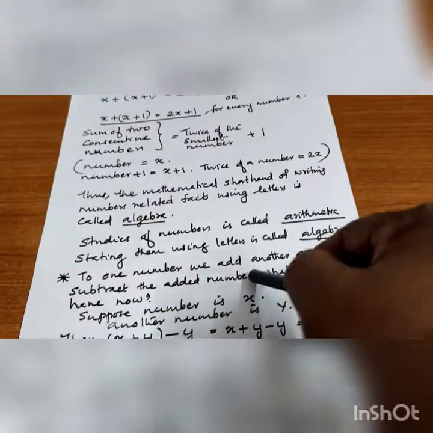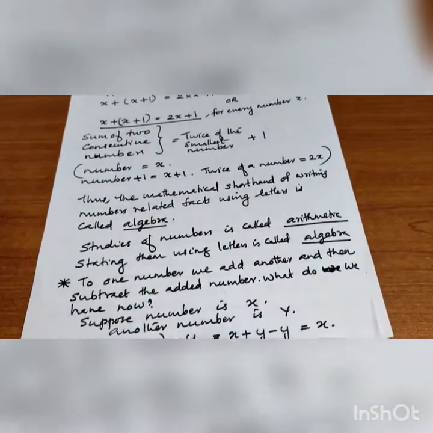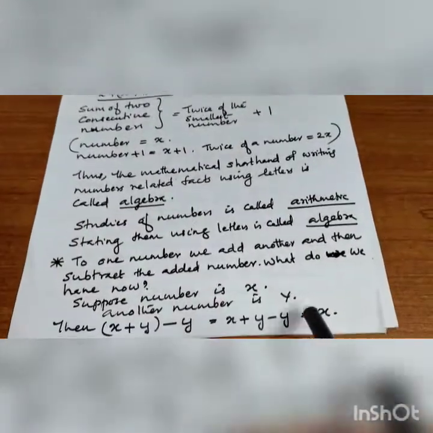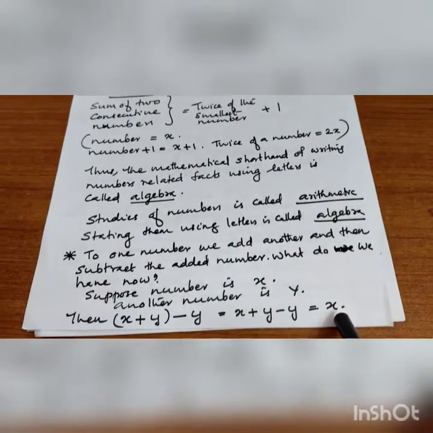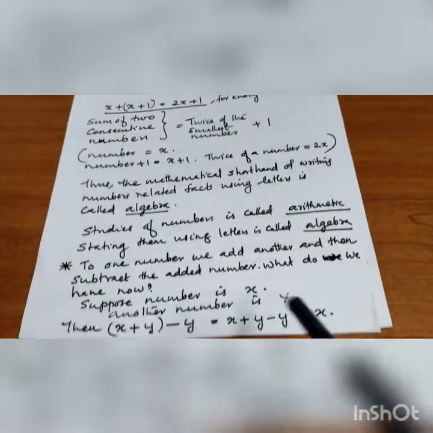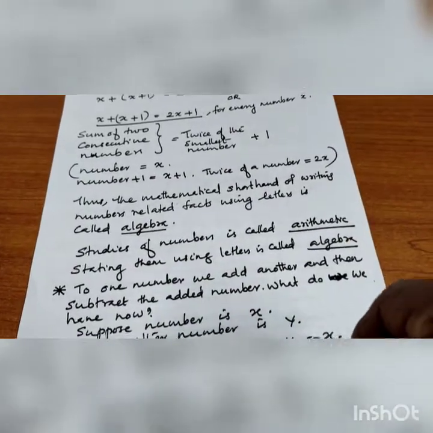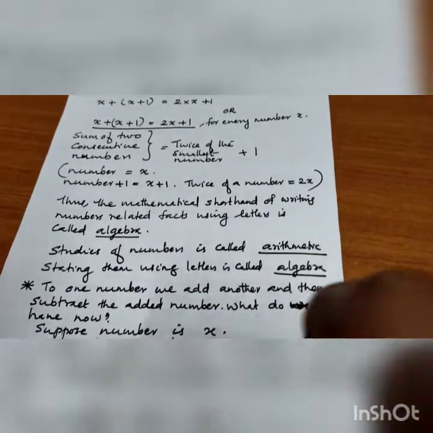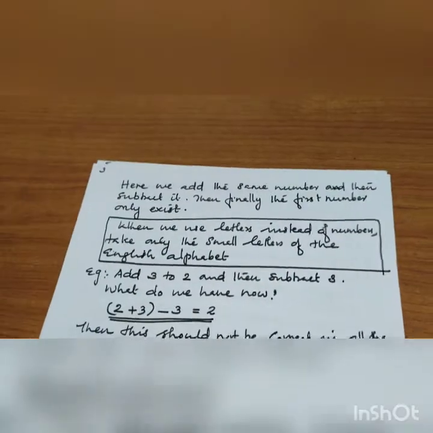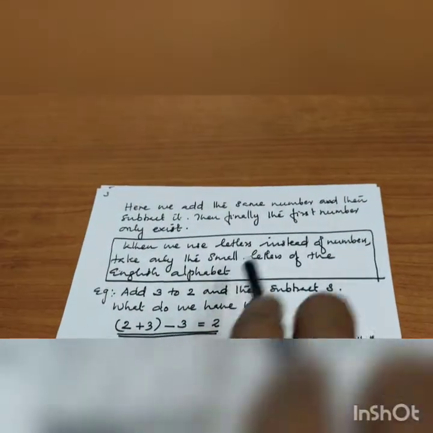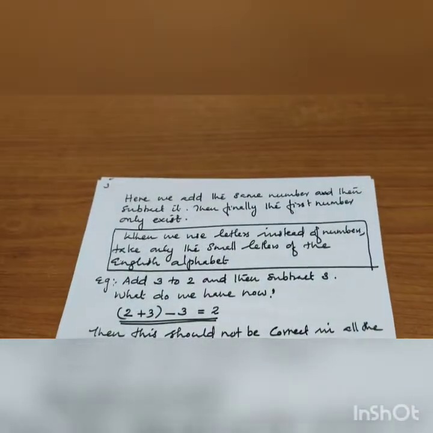That is, y is added and then subtracted. Then what's the result? Finally the result is x itself. No adding and no subtracting. If we add a y and then subtract that y, therefore the result is the number x itself. Here we add the same number and then subtract it. Then finally the first number only exists.